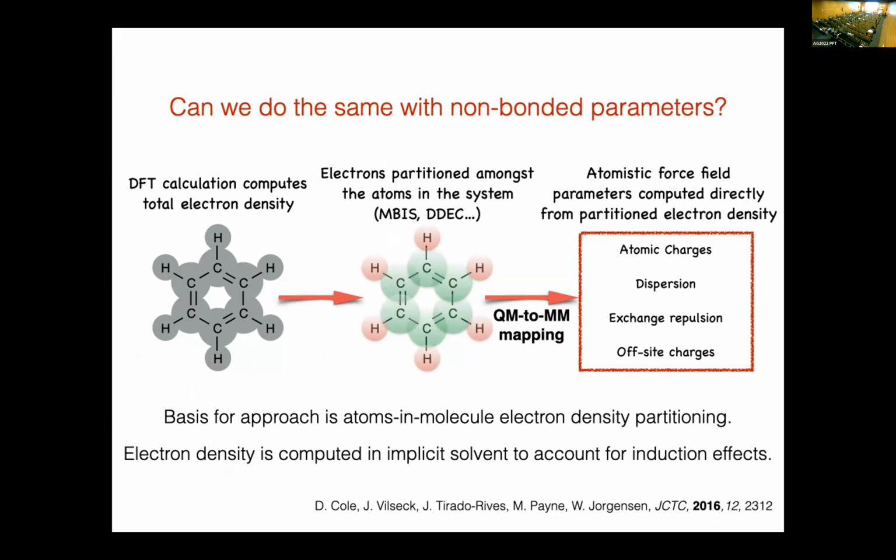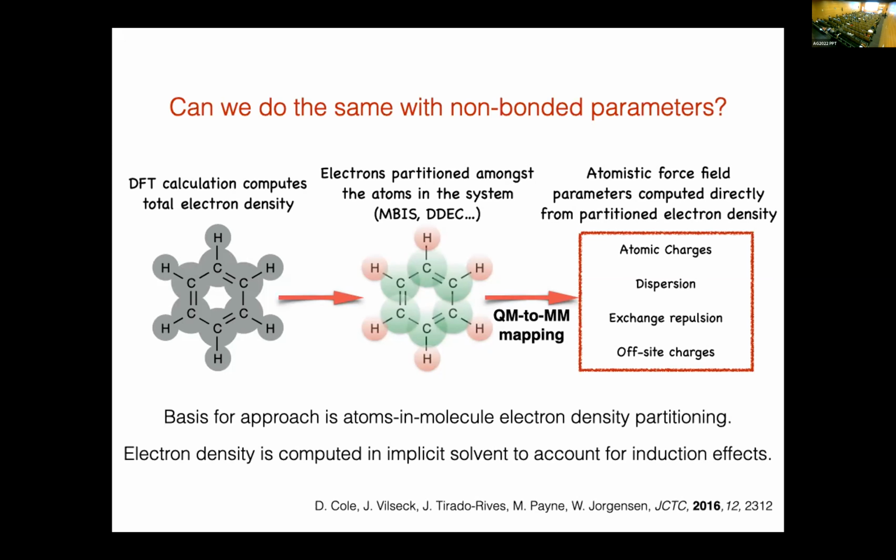which is quite simple. We do a quantum mechanical calculation of the molecule under study, in this case benzene, which gives us the total electron density. We then partition those electrons amongst the different atoms in the system, as shown in color here. So the green electron density here is on a carbon and the red on a hydrogen. There are lots of different methods for doing that, but we favor the MBIS and DDEC methods.